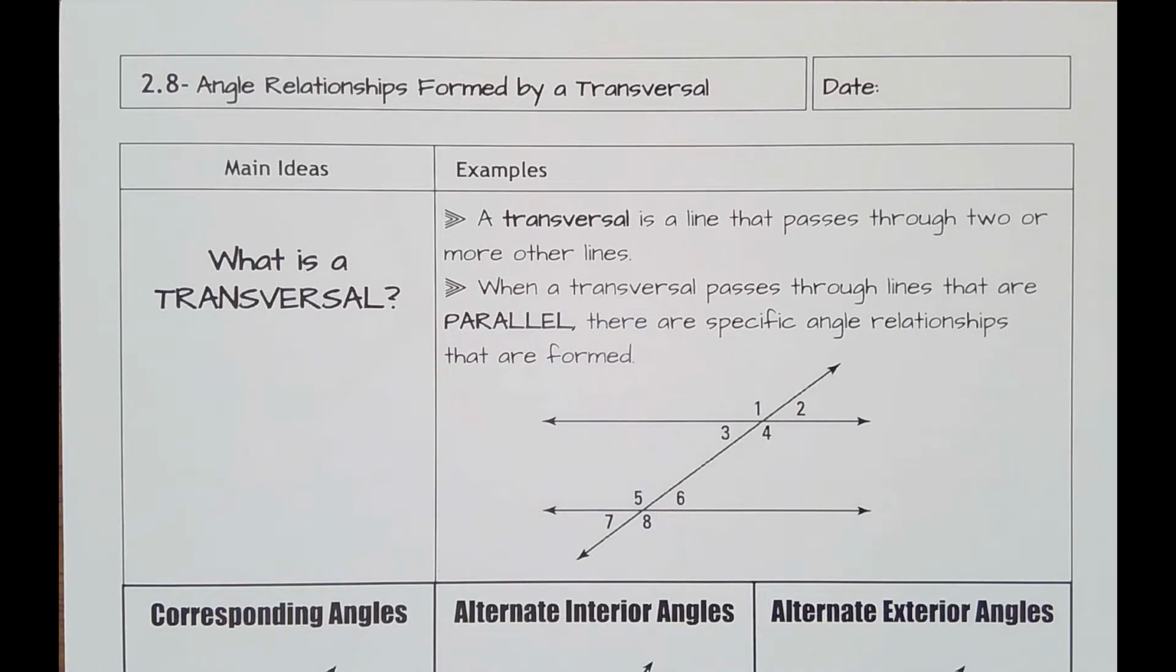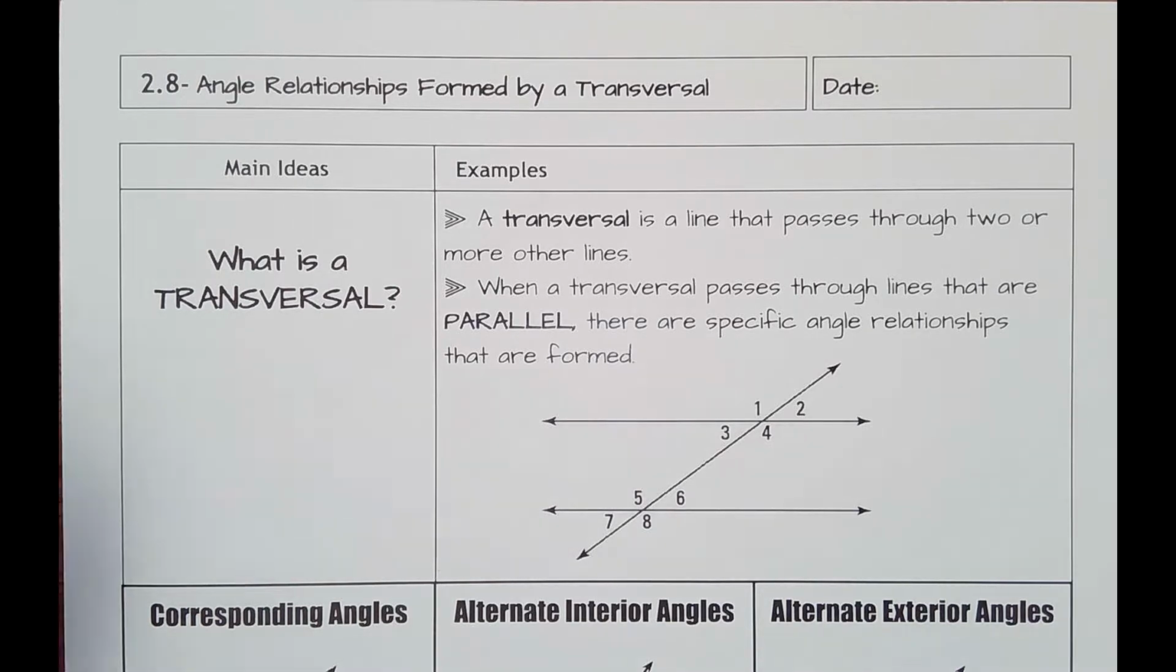Lesson 2.8, angle relationships formed by a transversal. So what is a transversal? Well, a transversal is a line that passes through two or more other lines. When a transversal passes through lines that are parallel, there are specific angle relationships that are formed.